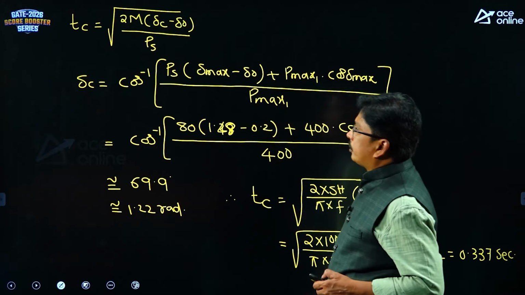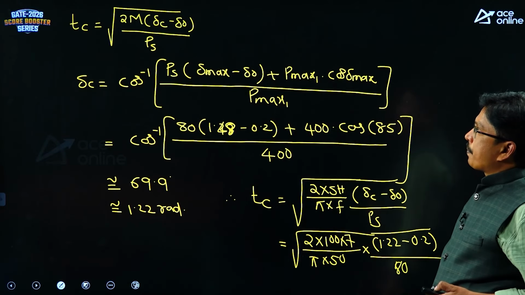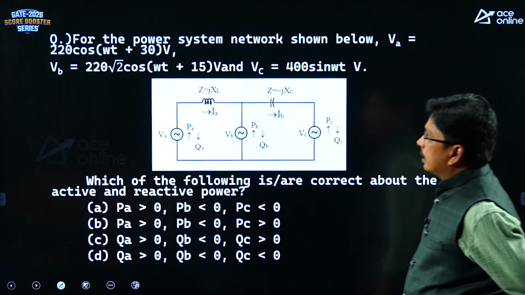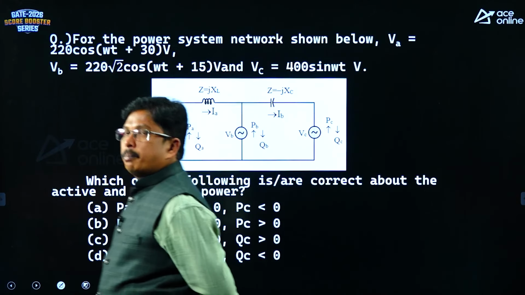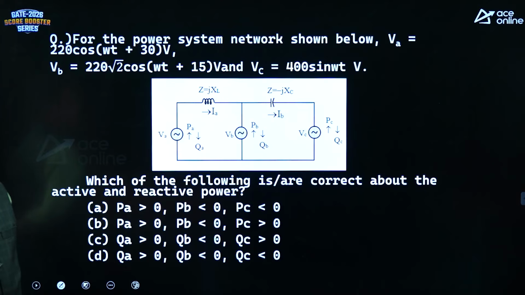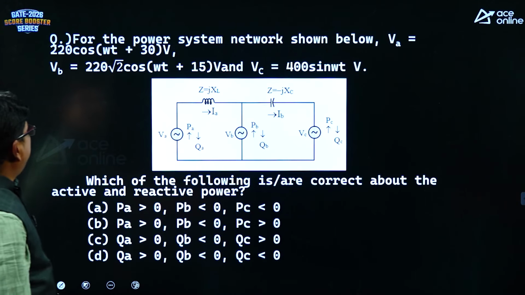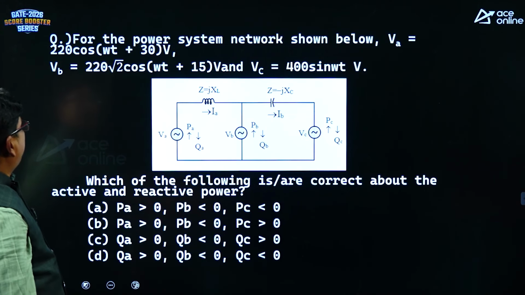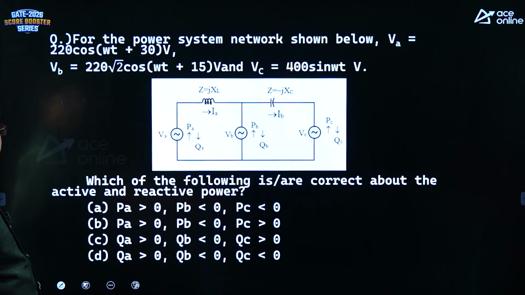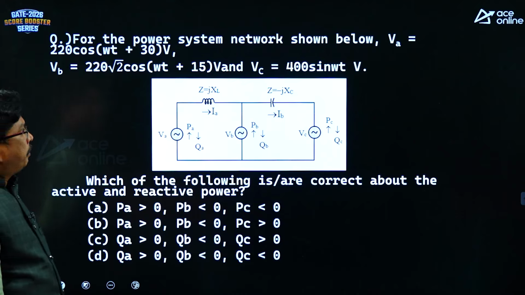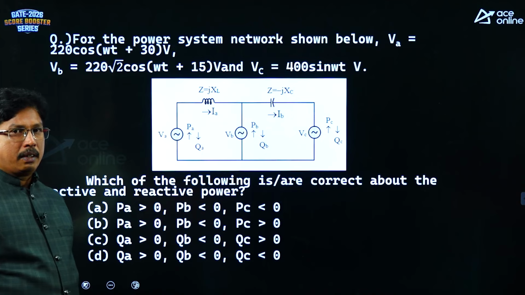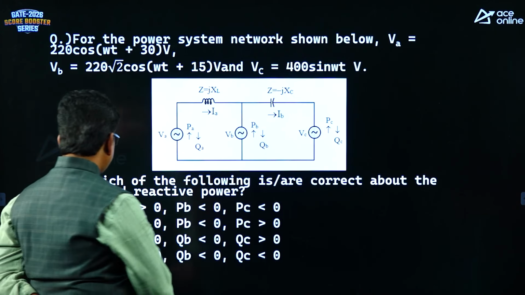Students, yeah. So this is a question from the transmission and distribution part. For the power system network shown below, VA is equivalent to 220 cos omega t plus 30 volts, VB is 220 root 2 cos omega t plus 15 degrees volts, and VC is 400 sin omega t.